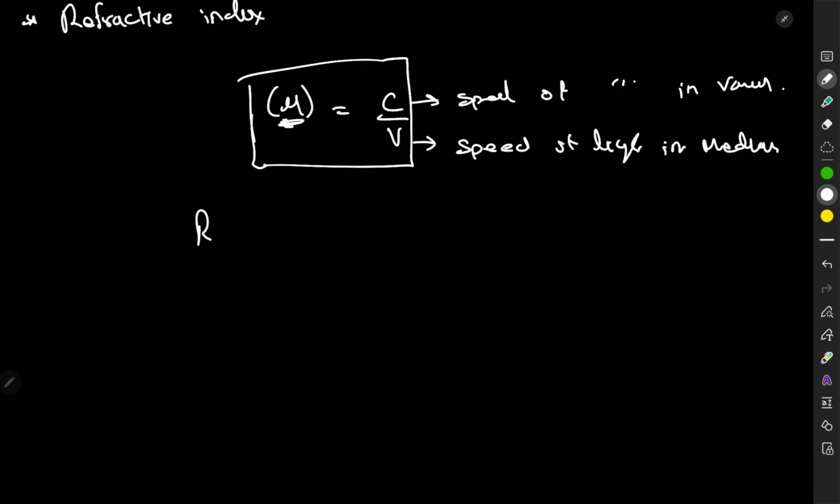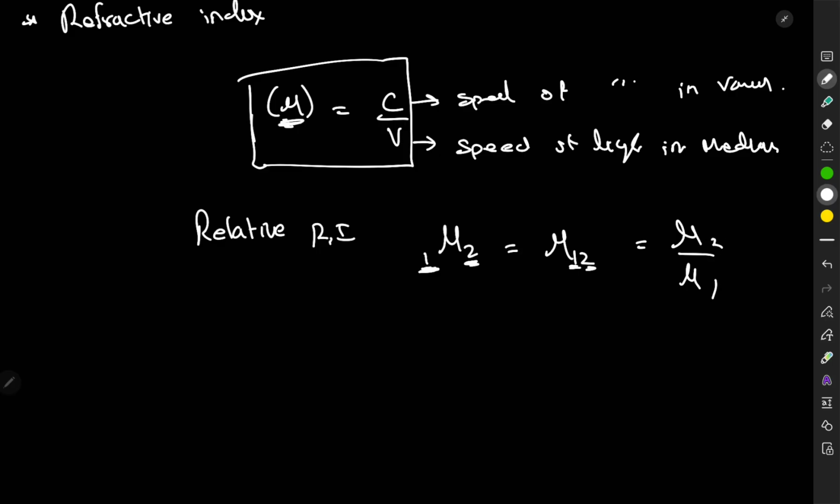And there is something called relative refractive index, which is denoted by mu12. Refractive index of 2 with respect to 1. With refractive index of 1 with respect to 2. Okay, we can also denote it like this, 1 with respect to 2. We can also denote it like this also, right? Fine.